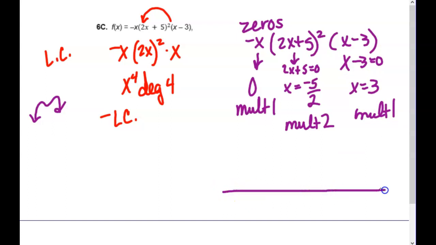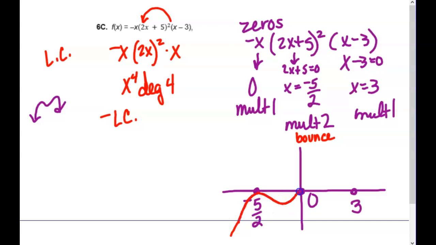Okay, tell me those left to right. Where do I want to plot those on here? Negative 5 halves is a negative 2.5. Then a 0, and then a positive 3. Okay, both ends we decided are down, so it's going to come from down. What's it going to do at negative 5 halves? This is the only one where it bounces because it was a multiplicity 2. So it's bounce, cross, cross, so that both ends are down.